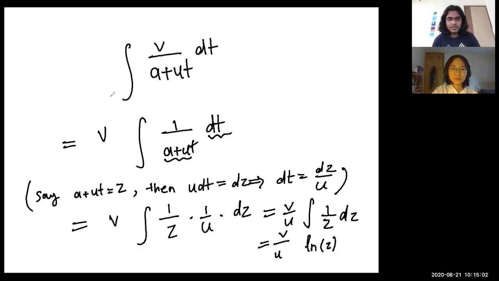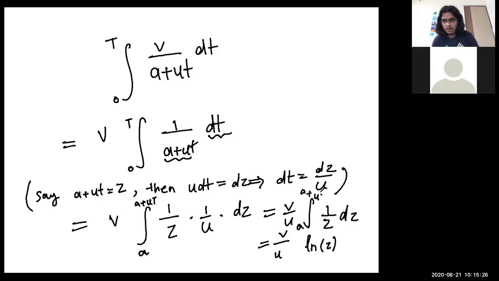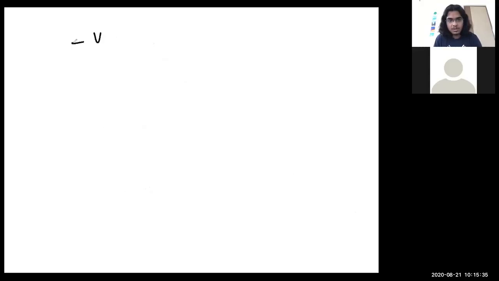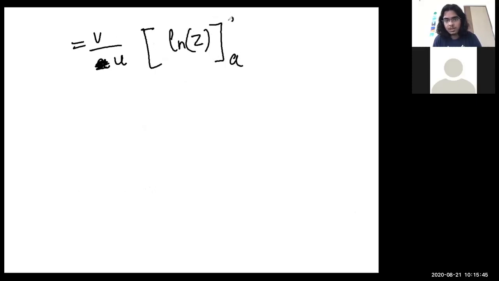And let's not forget our limits. The limits were from 0 to t. Since our t is going from 0 to capital T, our z is going from a to a plus u capital T, right? I'll write that on a new page. So the integration came out to be v over u ln z from a to a plus u capital T.